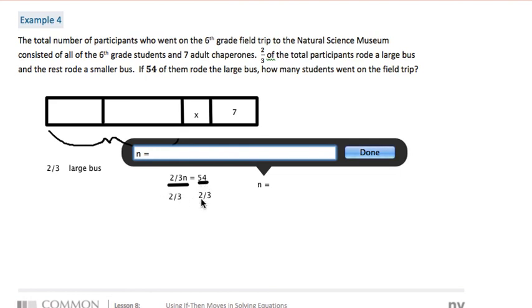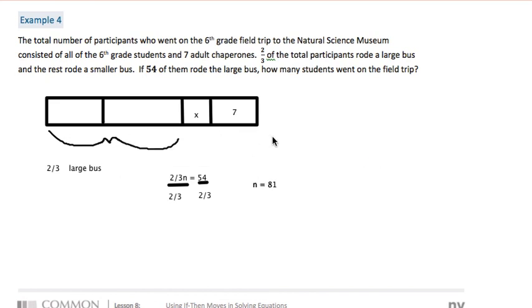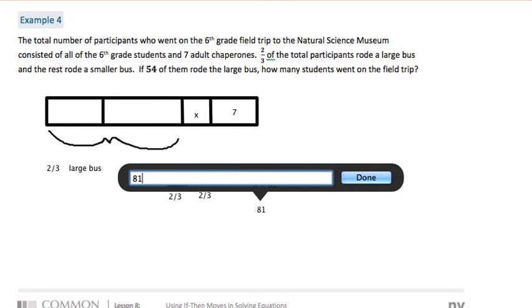So when we divide 54 by 2/3, it's the same as multiplying by 3/2, or the reciprocal. And we find that n is equal to 81. N being the total. And the question was, how many students went on the field trip? Well, the total number of people who went on the field trip is 81. And so 81 minus the 7 chaperones will be the total number of students who went on the field trip. So there were 74 students who went on the field trip.